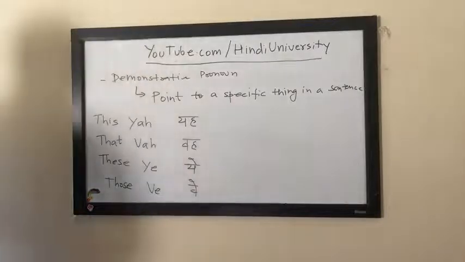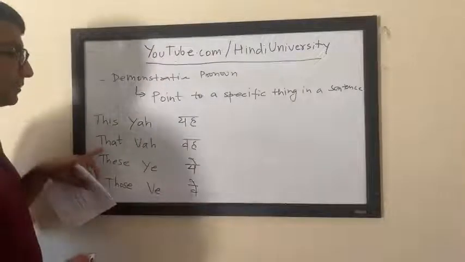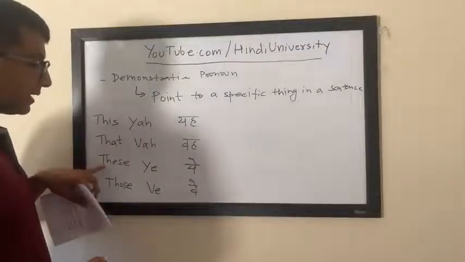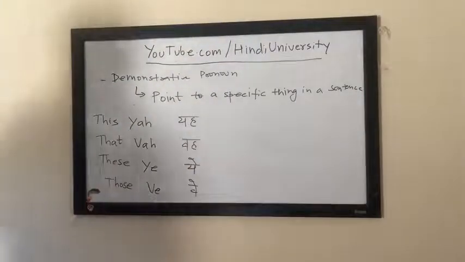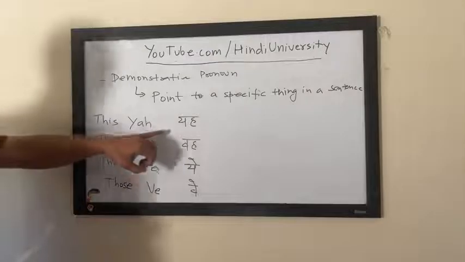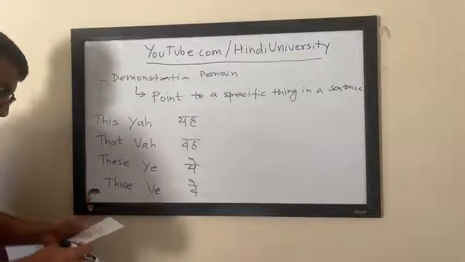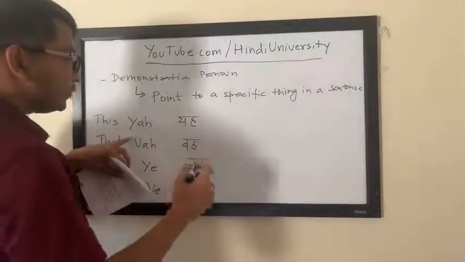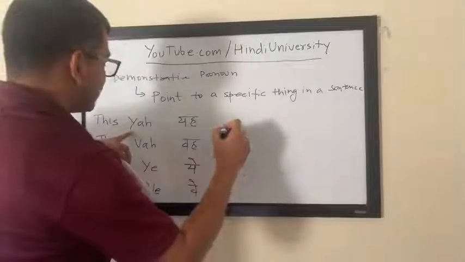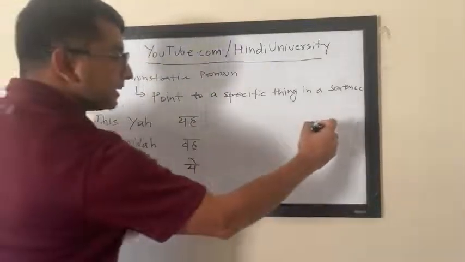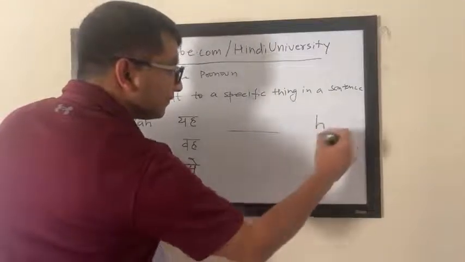So in case you're saying this is a cat, or that is a school, these are children, or those are students, you will be using in Hindi yah, vah, ye and ve. Now how do you end it whenever you're starting a sentence with yah? As you say in English "this is", in Hindi you will have yah, fill in the blank, hai.